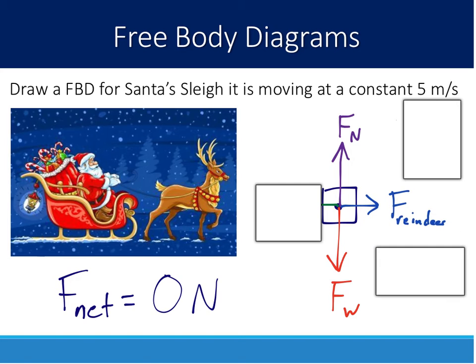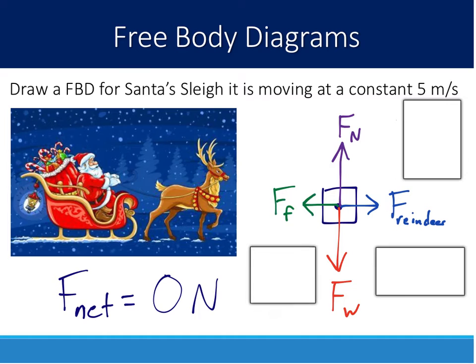So the force from the reindeer must also be balanced by the force of friction between the sleigh and the snow. If that wasn't true, if these two were not the same size exactly, there would be an acceleration. So if the reindeer force happens to be greater, then the acceleration would be in the rightwards direction. If the friction force was greater, then the acceleration would be in the leftward direction, and so on and so forth. So use your clues. Constant velocity means that the net force is zero, so therefore these forces must be equal.